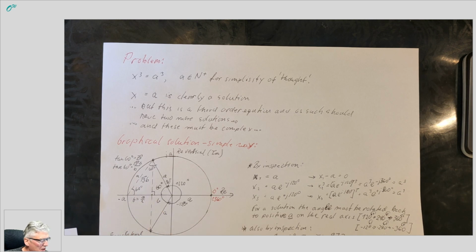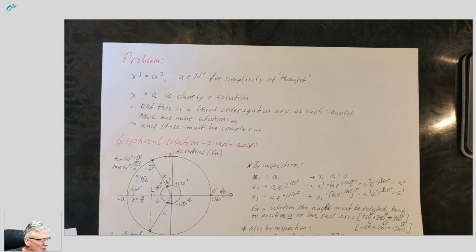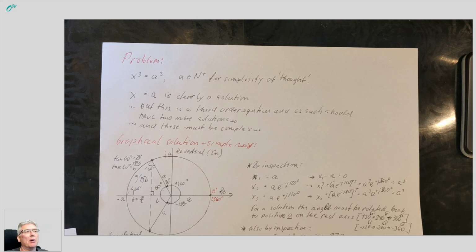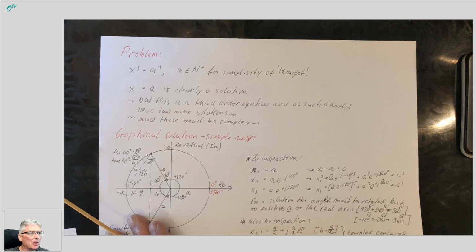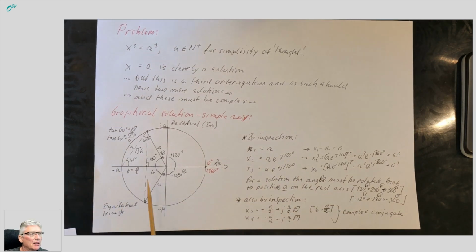And then we can just write the equation: minus a half, the b, plus j up here, square root of 3 times b, which is a half. And the conjugate number has the same real part, and a negative on the imaginary part here, or the vertical part. Yeah. So we look at it.